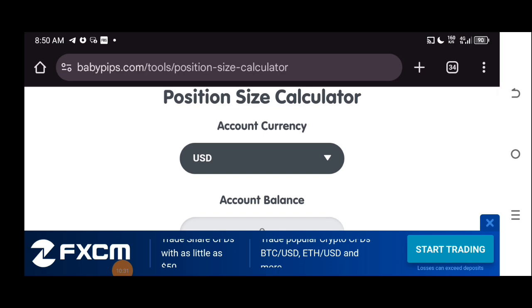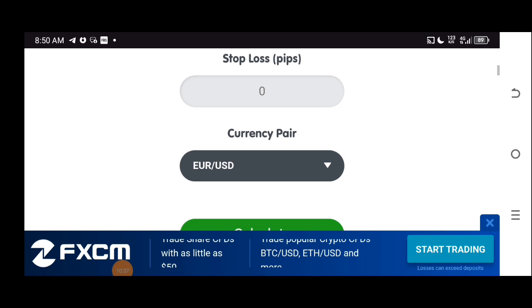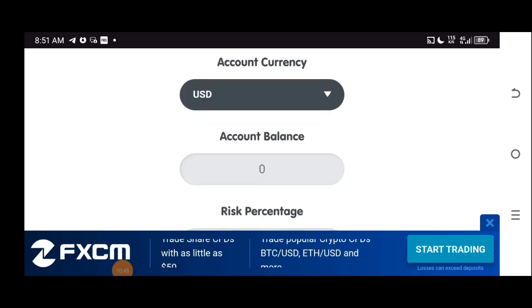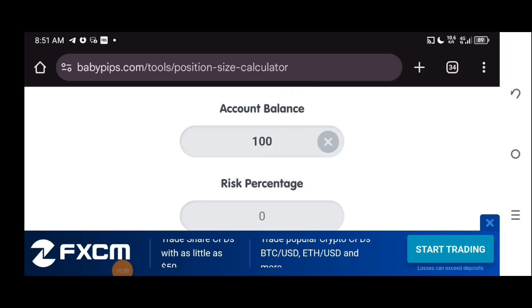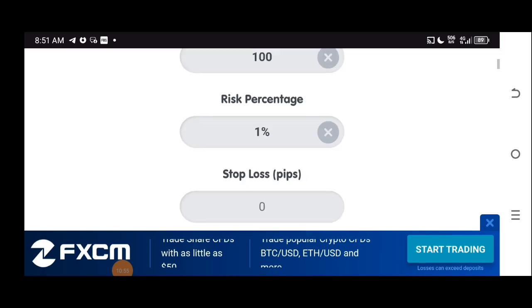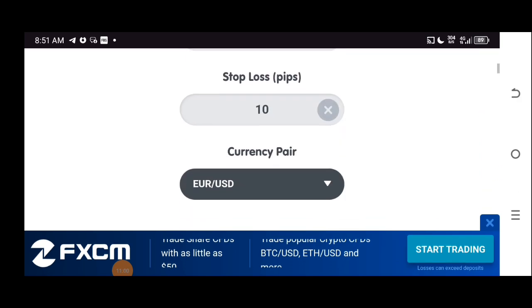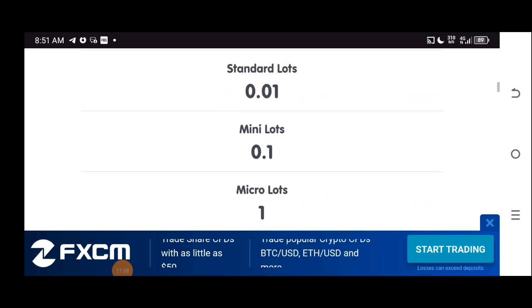Okay, so it will ask for your account currency, account balance, risk percentage, stop loss in pips, and then the currency pair. So you're going to enter your account currency. I'm going to be using USD, and then the account balance. Let's say we have $100. And then our risk percentage, let's say we are risking 1%. And then the stop loss in pips, let's say 10 pips. The currency pair Euro USD is okay. Then let's calculate. Just tap calculate and the results are right here.